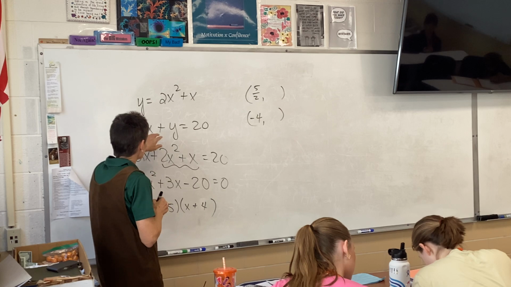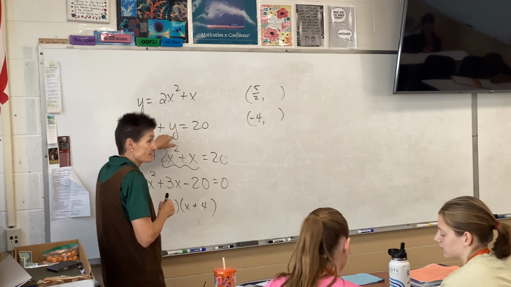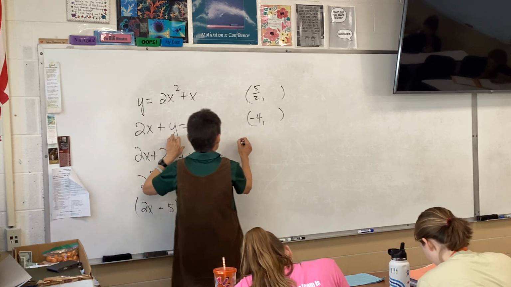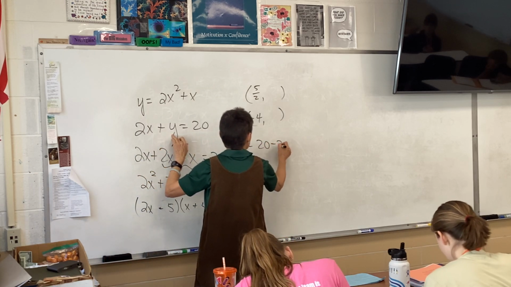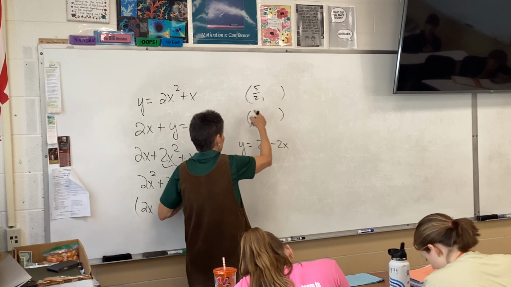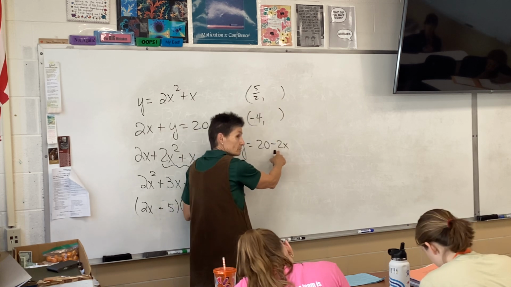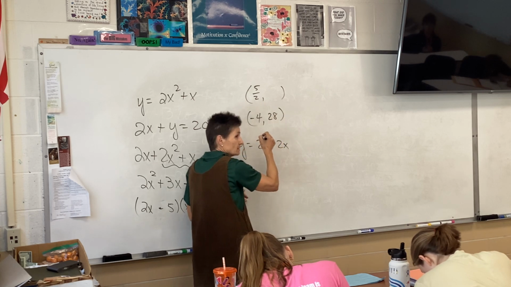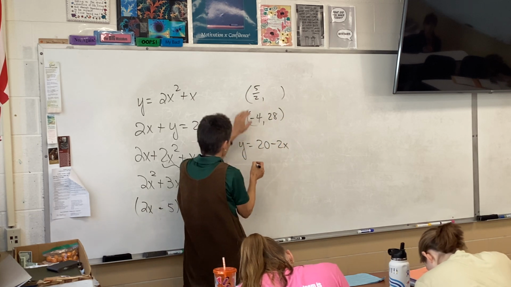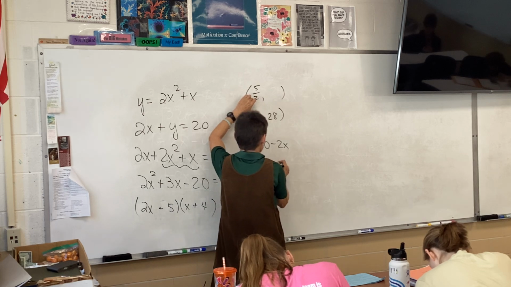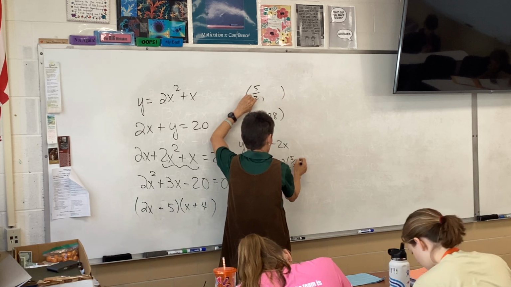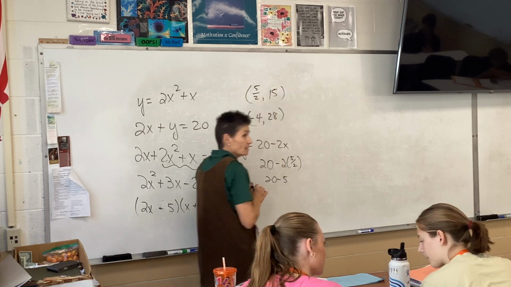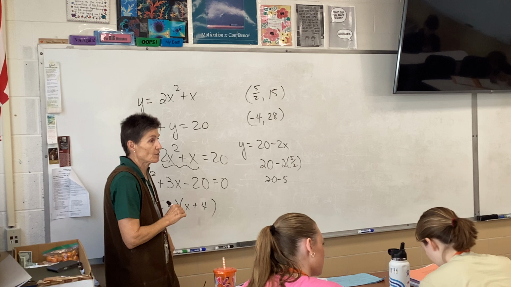So I would go back to this equation right here. I think this is going to be easier than that one to figure out my y's. Since y equals 20 minus 2x, if I put in -4, I'm going to get 28. And if I put in 5/2, I'm going to get 15. So there are the points of intersection.